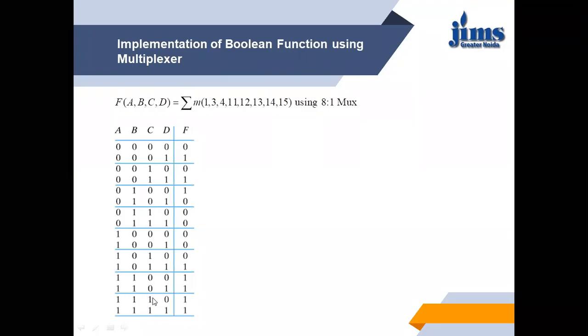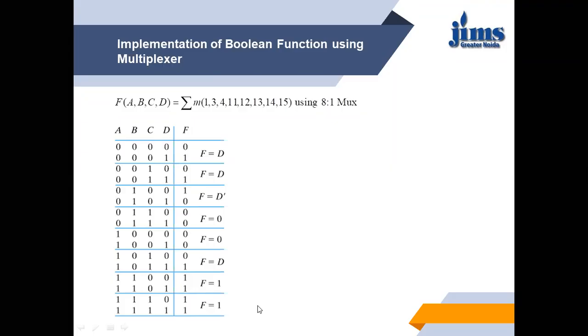So for each pair, we have equal values of A, B, C, and here we compare the value of D and F for each pair. When we compare, it comes like this: 0 to 0, 1 to 1, that is F equals D. 0 to 0, 1 to 1, F equals D. 0 to 1, 1 to 0, F equals D bar. Here in this case, F equals D. For both remaining cases, the value is 1, F equals 1.